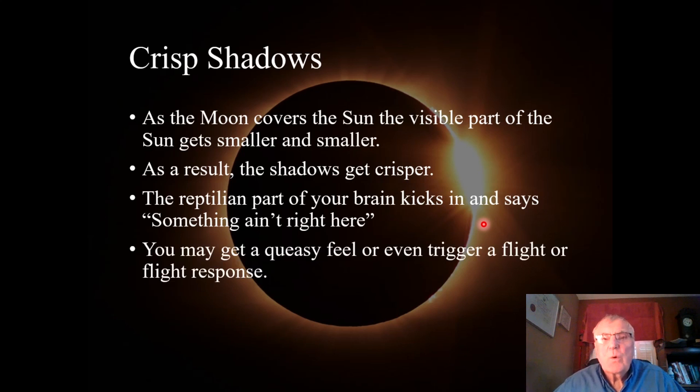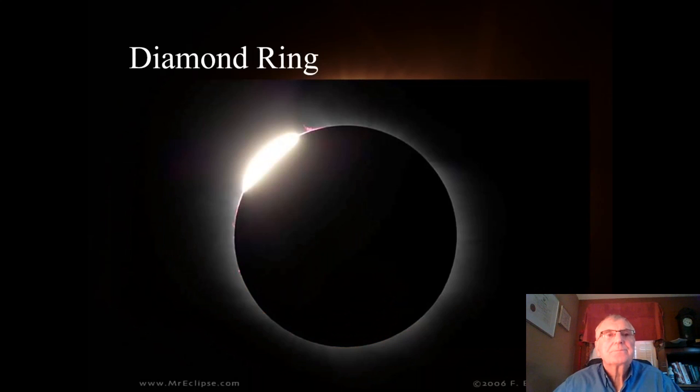And you may get that queasy feeling, or you're kind of on alert. The hair on the back of your neck stands up. You might get a fight or flight response. We really don't know, but that's because the shadows are getting crisper. Even the animals respond to this sort of thing. You'll notice that they're all a little more skittish if you happen to be out on the quad watching the squirrels run around. So this last little bit's called the diamond ring effect, for obvious reasons.